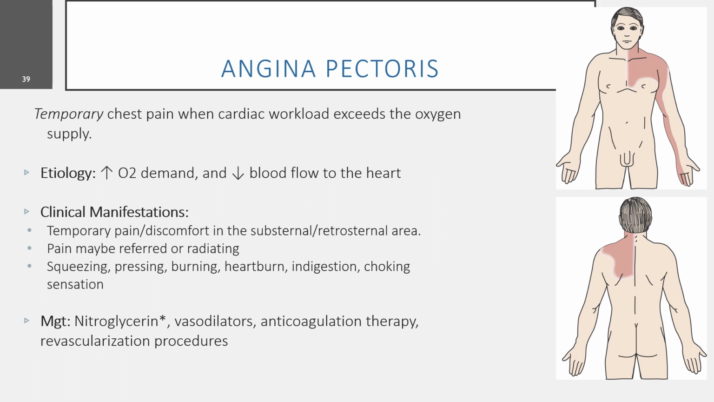There are different types of angina, including stable angina, unstable angina, variant angina, and microvascular angina. Stable angina occurs predictably with exertion or stress and resolves with rest or nitroglycerin. Unstable angina is more serious and can occur at rest or with minimal exertion, often indicating an impending heart attack.